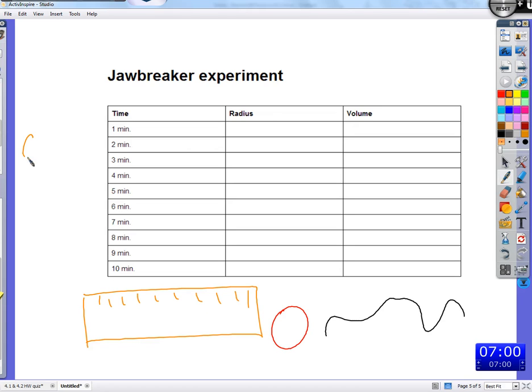So the circumference is equal to 2 pi r, and the string is the circumference. Then you get r by itself. So circumference is the measure of the string. You take the floss around the outside, around what's called a great arc of the jawbreaker, right around the equator of the gumball. So you solve for r.